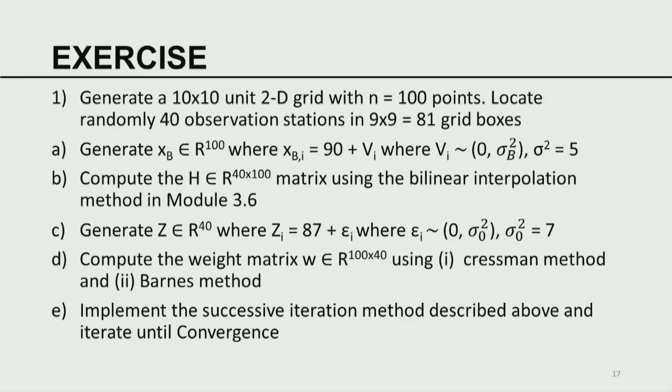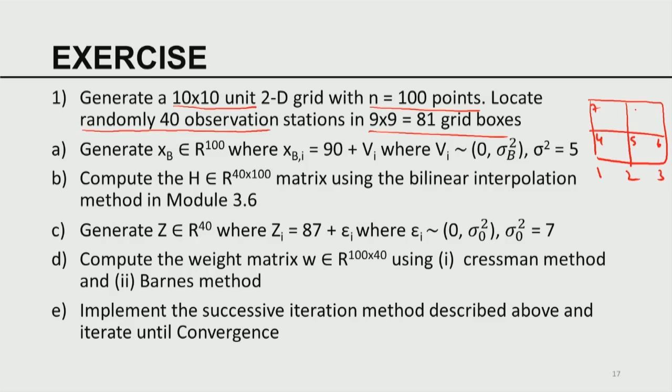These are very important problems, so I'm going to spend a couple of minutes on this. Generate a 10 by 10 unit two-dimensional grid with 100 points, and locate randomly 40 observations. If I have 10 grid points, there are only 9 times 9 grid boxes. So what is a grid box? Here there are 3 grid points by 3 grid points, so there are 2 times 2, 4 grid boxes. There are 9 grid points and 4 grid boxes. Your observations are going to go within the grid boxes. So you are going to have to distribute 40 observations in 81 grid boxes.